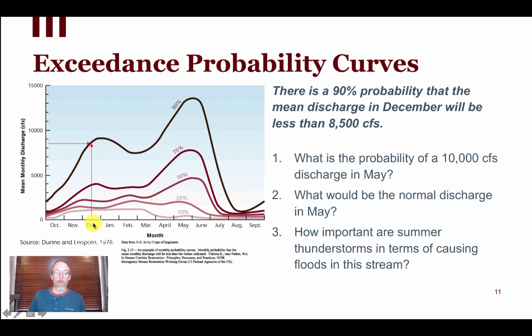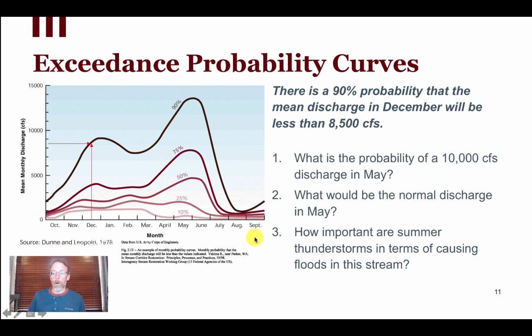So if we look here at December, the 90% probability discharge is about 8,500 cubic feet per second, meaning that there's a 90% chance that the maximum discharge in December will be less than that. There's a 10% chance that the maximum discharge will be less than about 1,000 cubic feet per second, if we look at this bottom, lightest shade of pink on this graph for December.